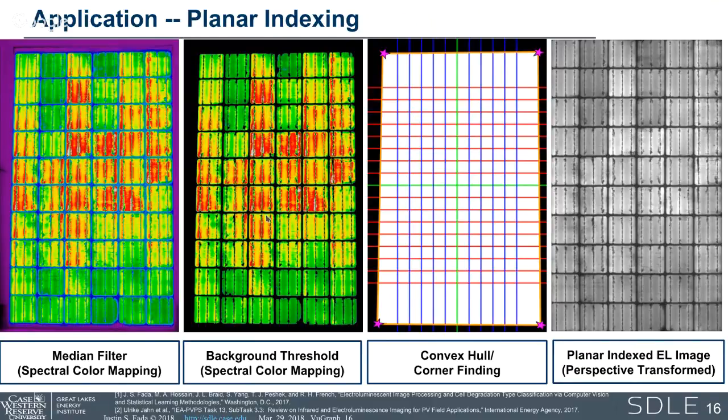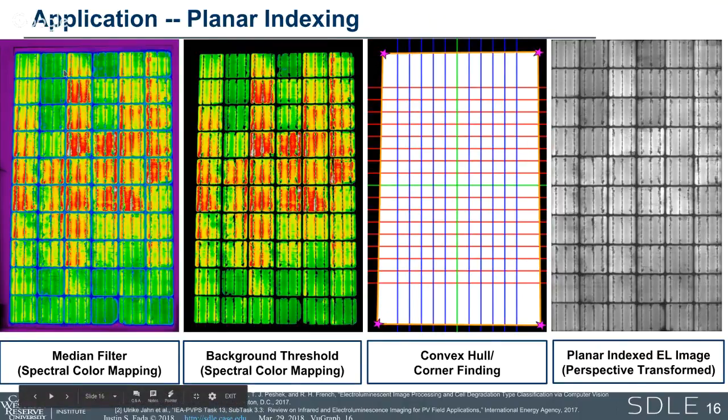And here is one electroluminescence PV module image. Sometimes, because the camera and the module are not parallel with each other, the module part in the image is not a rectangle, but we want it to be. So here is the planar indexing pipeline developed by Justin.